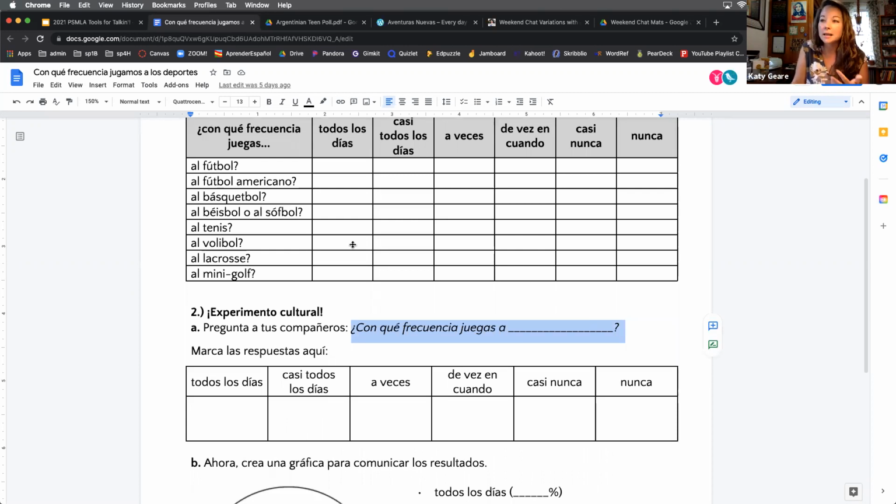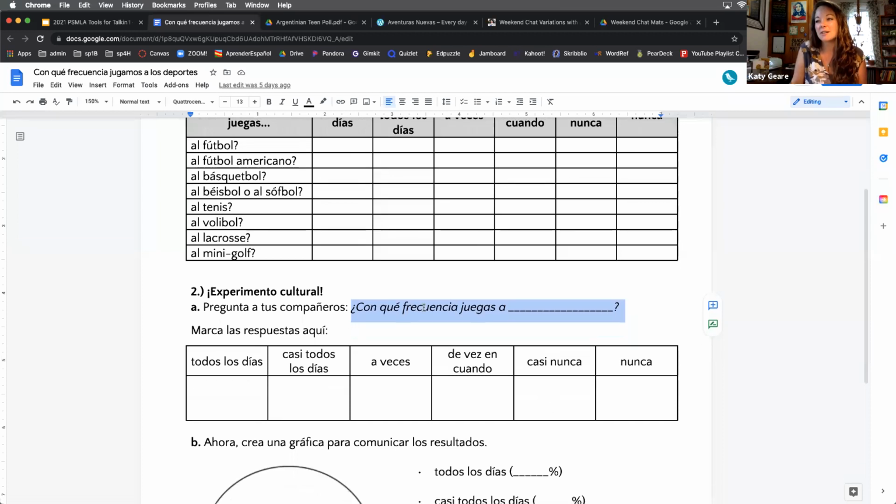They could choose one from the table, or I have a kid who's obsessed with cricket right now. So his question was, ¿con qué frecuencia juegas al cricket? Which all of them are like, never, what? But anyway, they find out how often their partners and people in their class play. So they'll just repeat the question, ¿con qué frecuencia juegas al basketball? ¿Y tú con qué frecuencia juegas al basketball?